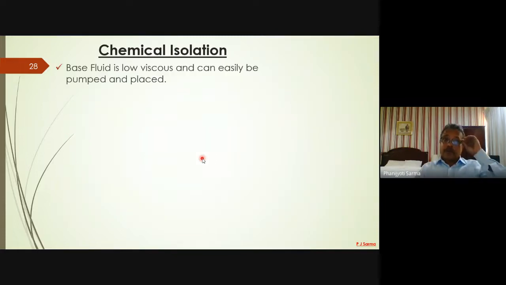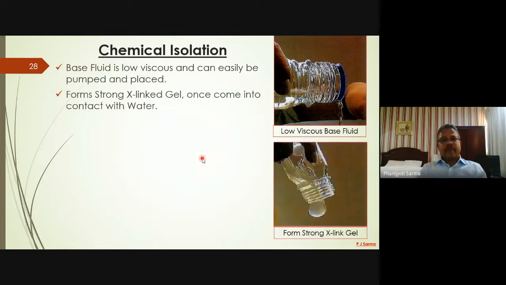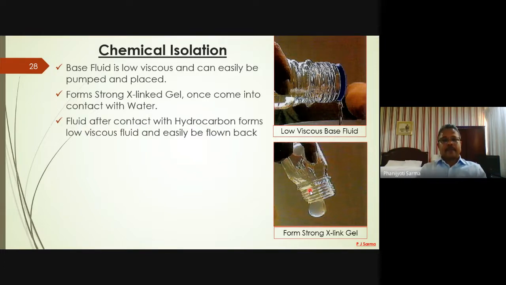So how do you do the chemical isolation? For these chemical isolations, the base fluid is low viscosity and can easily be pumped and placed. It forms a strong cross-linking gel once it comes into contact with water, as you can see in the bottom picture. After coming into contact with hydrocarbon, the fluid stays low viscosity. So wherever the water is, it will form a high viscous fluid, and wherever the hydrocarbon is, it will be low viscous.